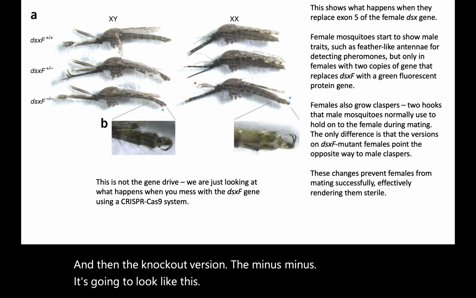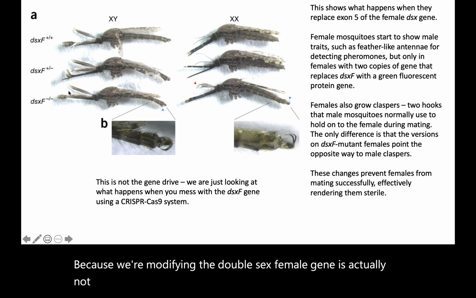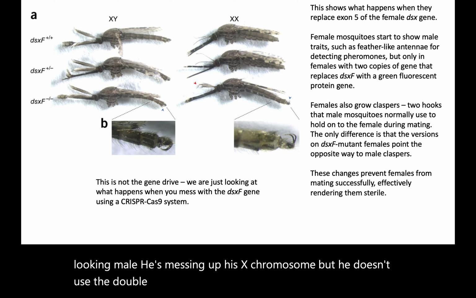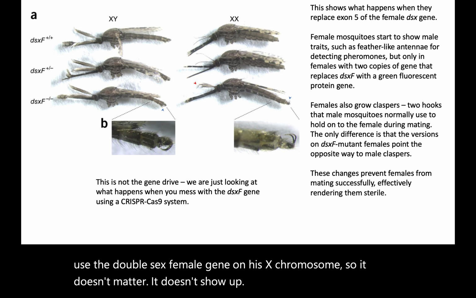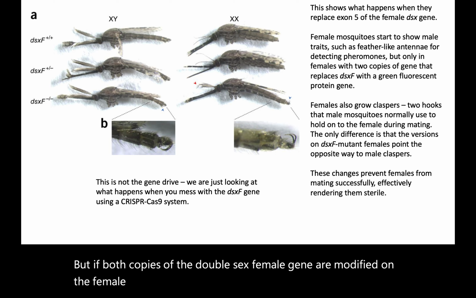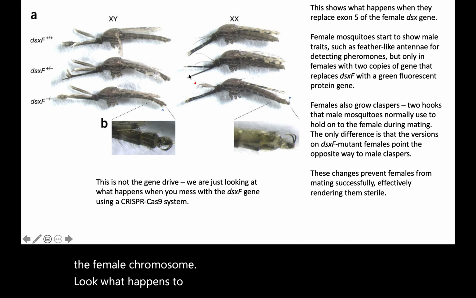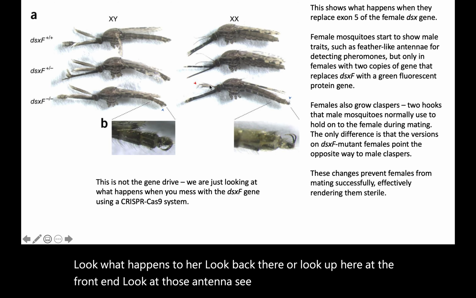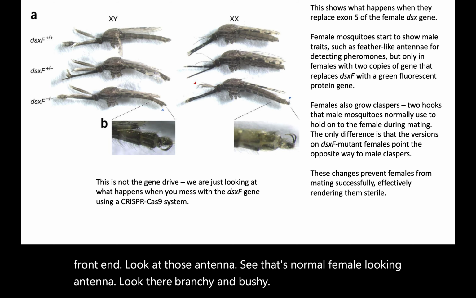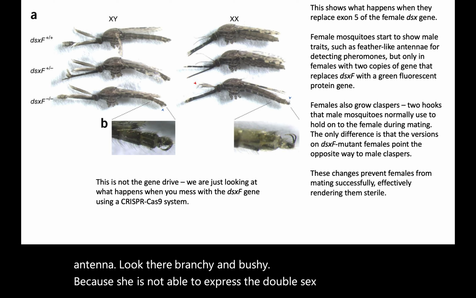Because we're modifying the double-sex female gene, it's actually not going to affect the male. So you're going to get a genetically normal-looking male. He's messing up his X chromosome, but he doesn't use the double-sex female gene on his X chromosome, so it doesn't matter. It doesn't show up. But if both copies of the double-sex female gene are modified on the female chromosome, look what happens to her. Look back there, or look up here at the front end. Look at those antennae. See, that's normal male-looking antenna. Look, they're branchy and bushy. Because she is not able to express the double-sex female genes that would prevent that from happening.